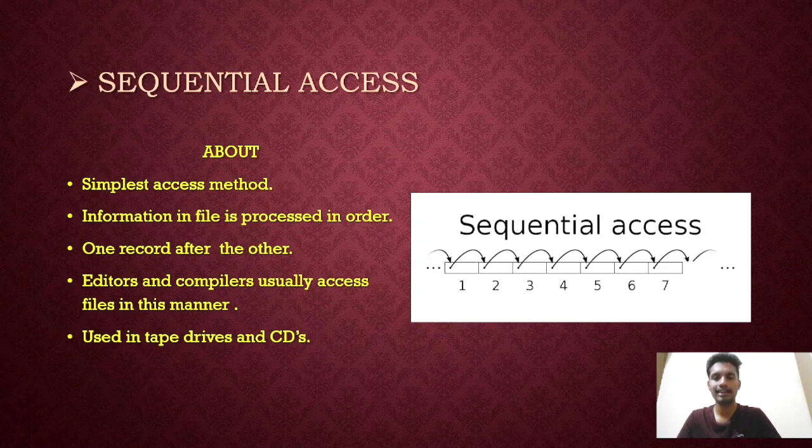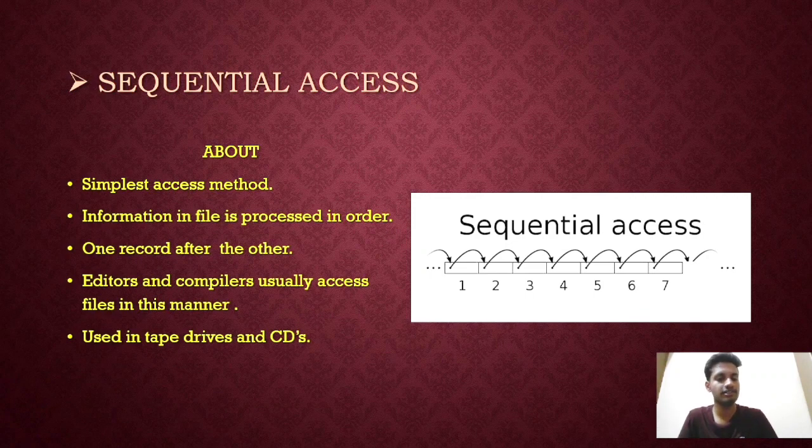It is the simplest accessing method, and for me, it's also the most irritating, because if you want to access file number 7, you have to go through all the previous files. You have to go through 1, 2, 3, 4, 5, 6, and only then can you access file or record number 7. So information in the file is processed in order, in sequential order. That's how the name is derived. One record after the other.